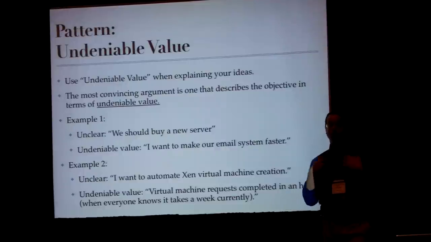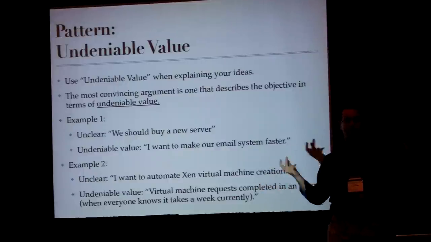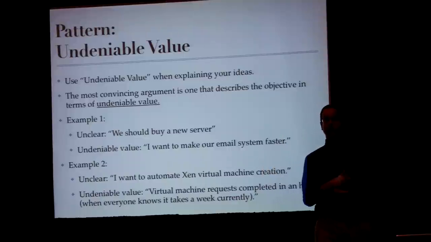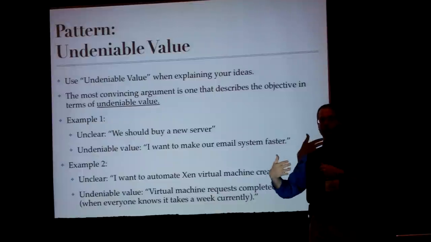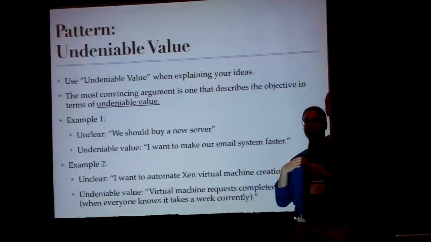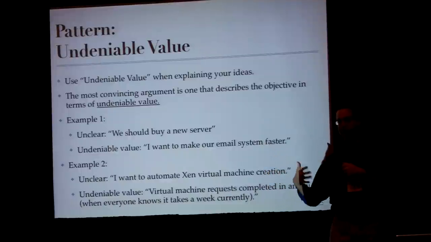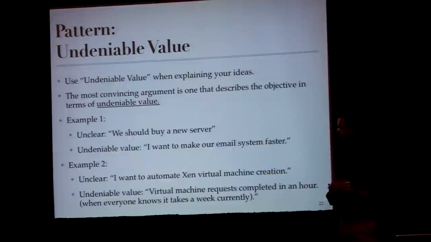Or maybe everyone's coming to my boss with different things, and he has only a certain amount of money. Maybe he's saying no, but he's saying no because maybe $5,000 for a new server has value to the sales group, but we're out of money or other things are higher priority, but at least now he's making decisions based on the value of things. So it might be we're making the mail system serve faster, or I want to automate Xen virtual machine creation.